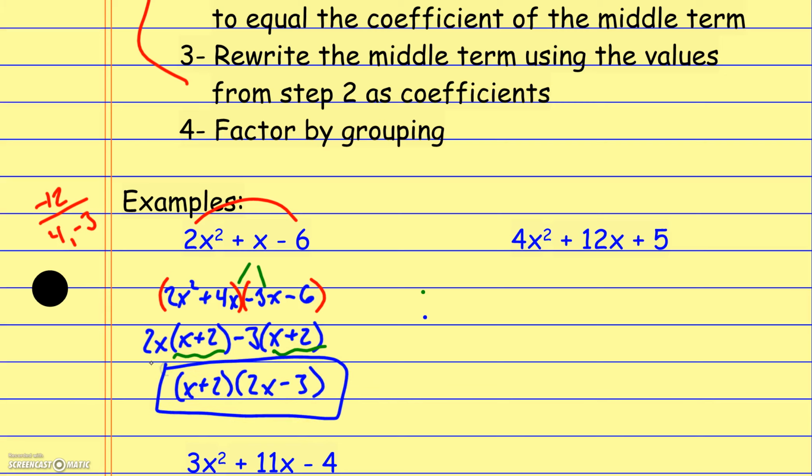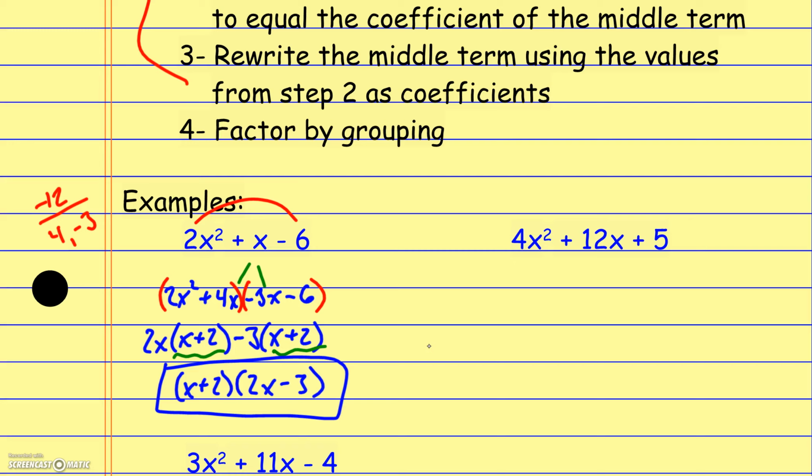And again, this is literally the reverse of our distributive property with binomials, okay? When we multiply out these 2 binomials, I would distribute each piece, then I would combine like terms, the 4x and -3x, and bring us back to the 2x squared plus x minus 6, all right?